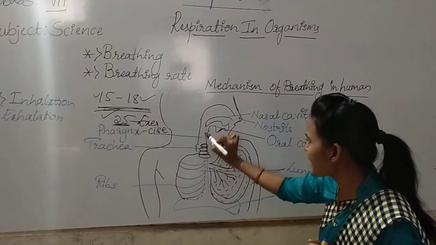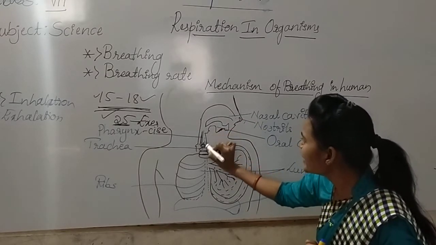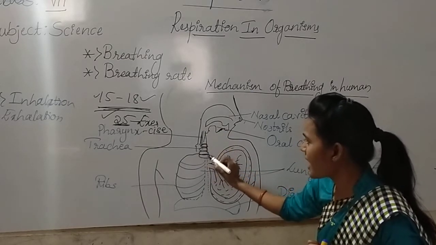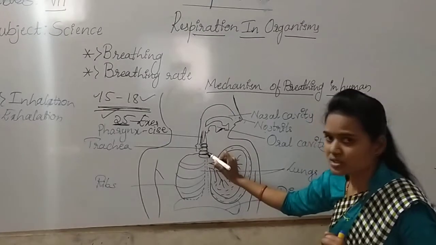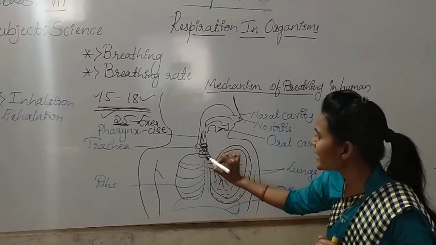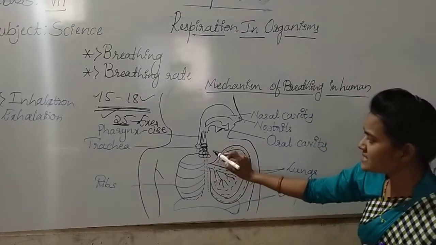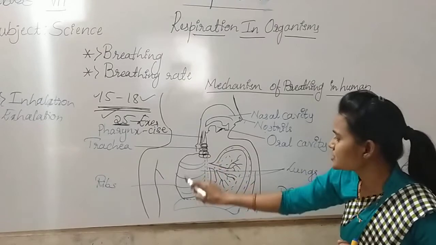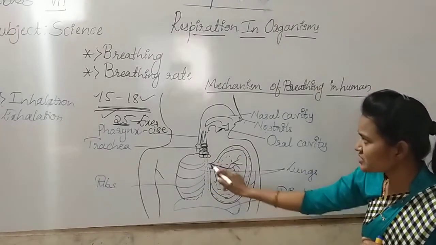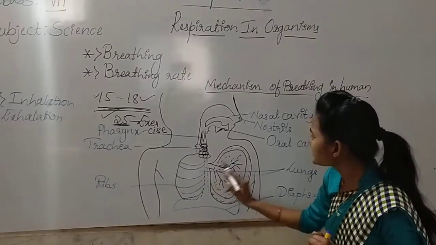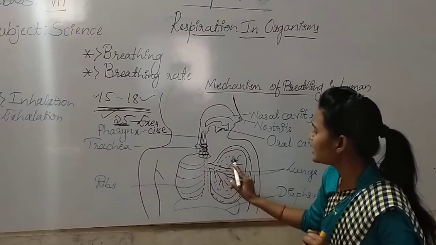This we are saying as the windpipe, and that windpipe connects to the trachea. These ring-like structures that we are observing here, what are they called? These are called the trachea. And again, the trachea is connected to the lungs. See here, we are seeing the two lungs, a pair of lungs.